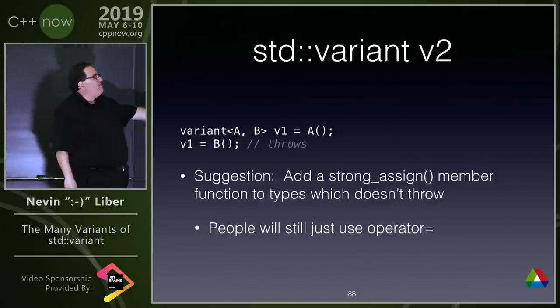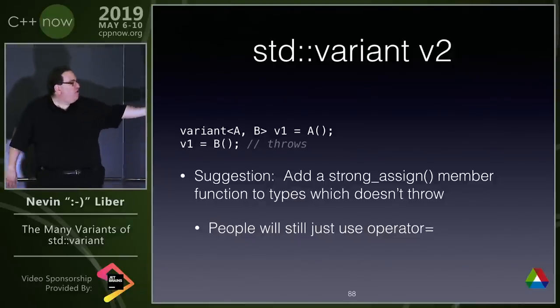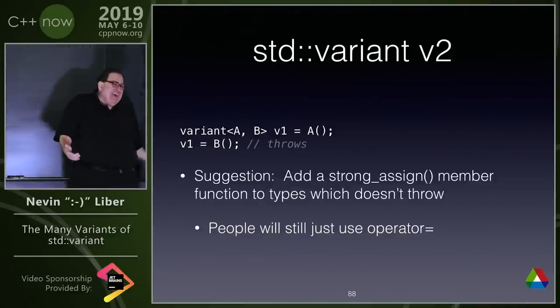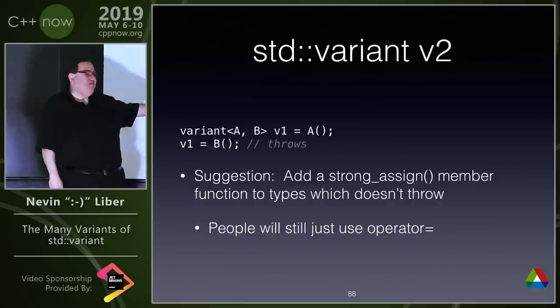Another thing, let's add a strong assign member function, which might do what assignment does, but won't throw. Yeah, we could add that, but let's be real. People are just going to use assignment anyway. No one's going to go through this much work for their types.